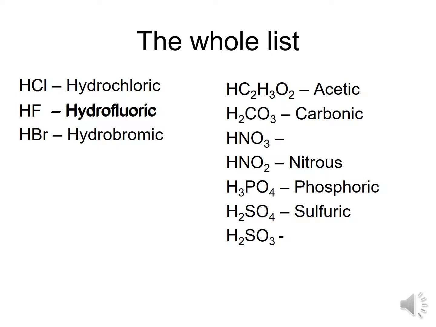HC2H3O2. C2H3O2 is acetate, so that's acetic. I ate an acid, it was icky. CO3 2- is carbonate, so that's carbonic. NO3- is nitrate, so that's nitric acid. NO2- is nitrite, so that's nitrous acid. PO4 is phosphate, so that's phosphoric acid. SO4 is sulfate, sulfuric. SO3, sulfite, sulfurous.